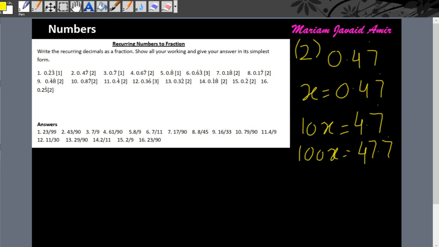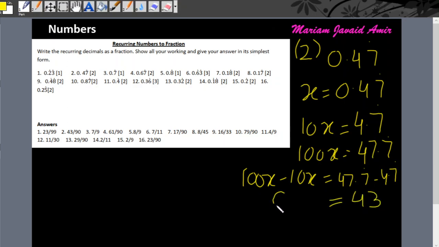So 100x minus 10x will be 47.7777 minus 4.7777. The 0.7 will get eliminated, so we just have 47 minus 4, which is 43. So we're getting 43 over here and 90x over here. So x will be equal to 43 over 90.